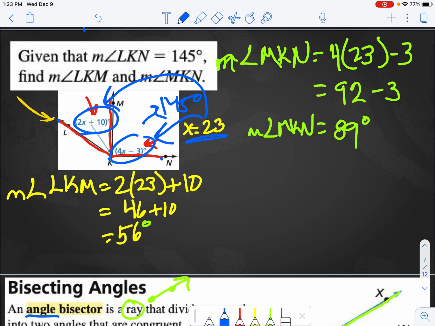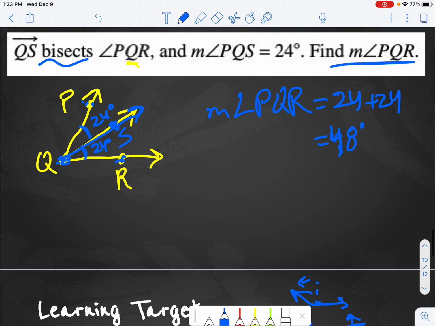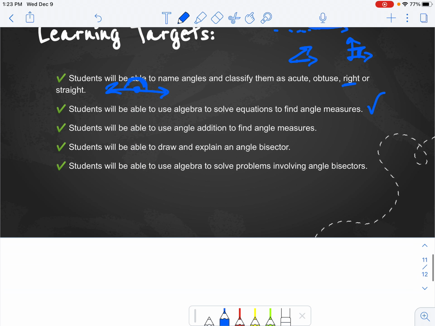Students will be able to use angle addition to find angle measures. Well, if I would have asked for LKN, then you could have used angle addition. You could have just done 56 plus 89. Here we did use angle addition. We added 24 and 24 to get our nice 48. Nailed it.